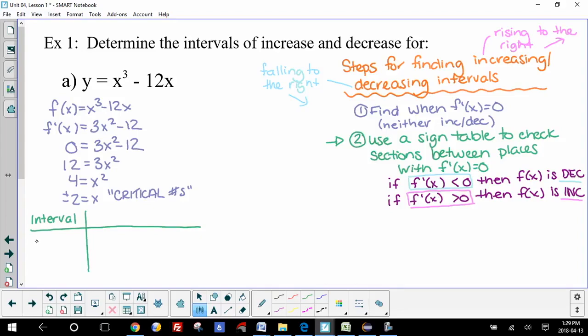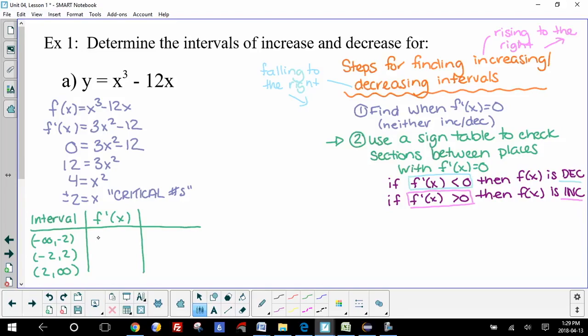You will recall that we know how to do sign tables, so we're going to do a sign table here. We're going to break up the sign table based on those two critical numbers. So less than negative 2, between negative 2 and 2, and to the right of 2. On the top row here of our sign table, we could put the equation. So we could put 3x squared minus 12, or we could put the factored version.